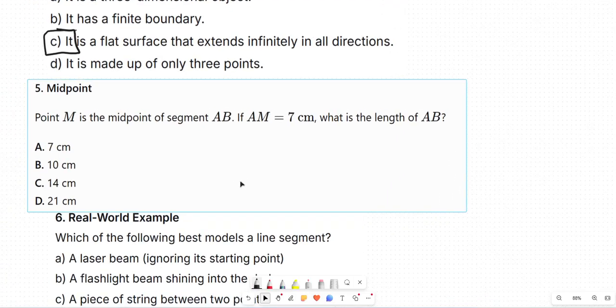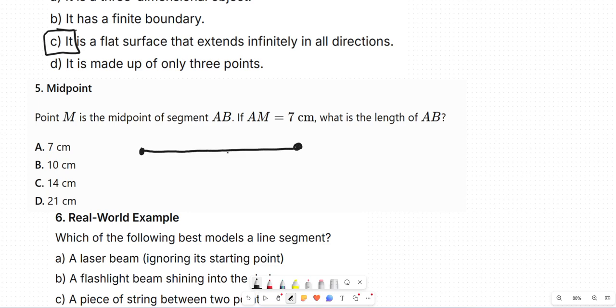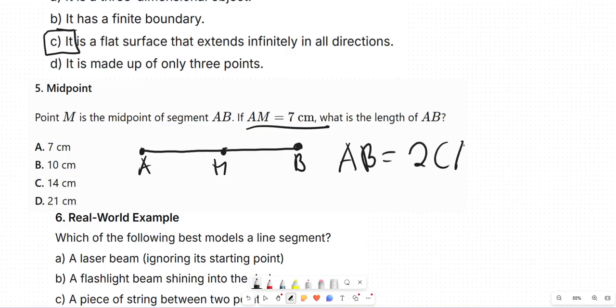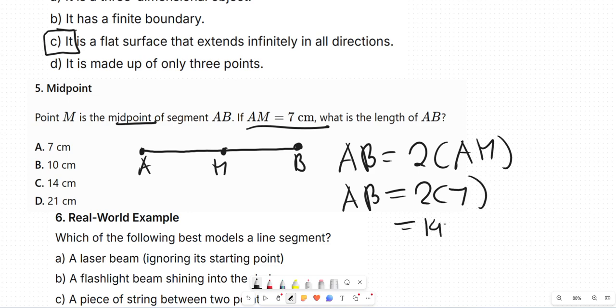Next, point M is the midpoint of AB. Let me visualize that. The given is a segment AB. The given is AM is equal to 7. Since AM is equal to 7, I can say that the value of AB is equal to twice the value of AM, because M is the midpoint. So I can say that AB is equal to 2 times 7, and is equal to 14. So that's the answer, 14 centimeters.